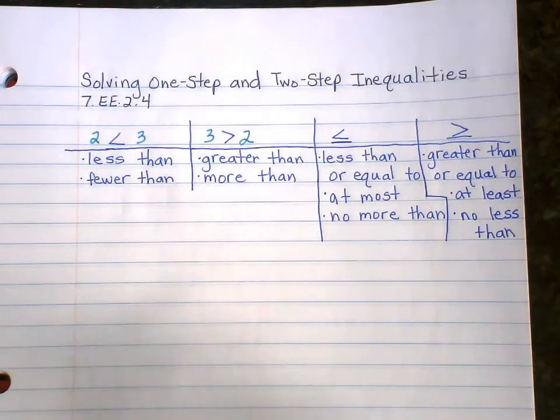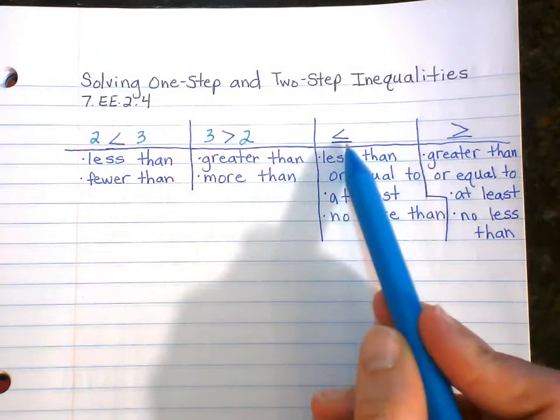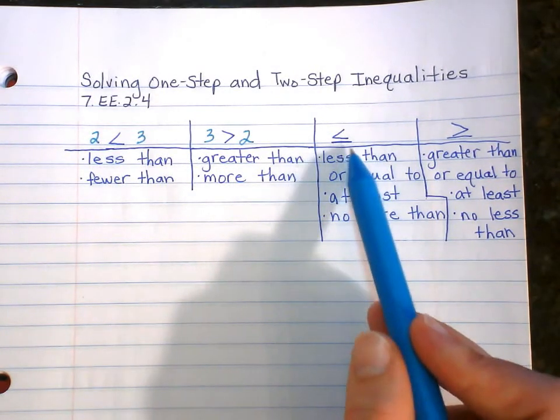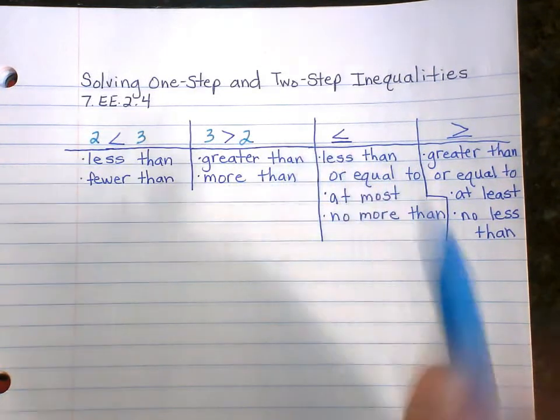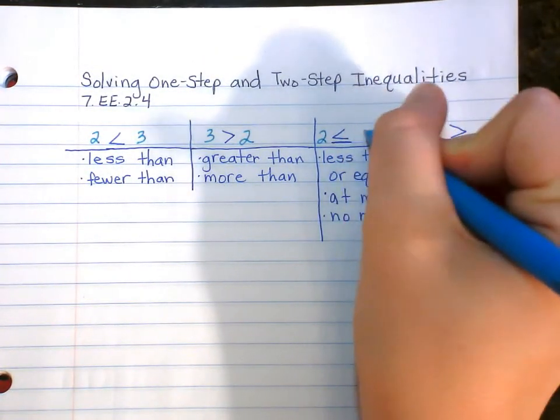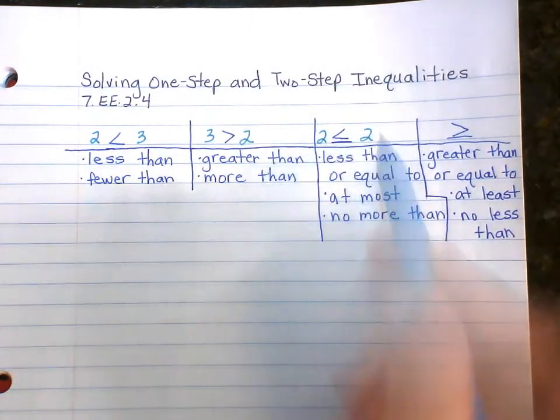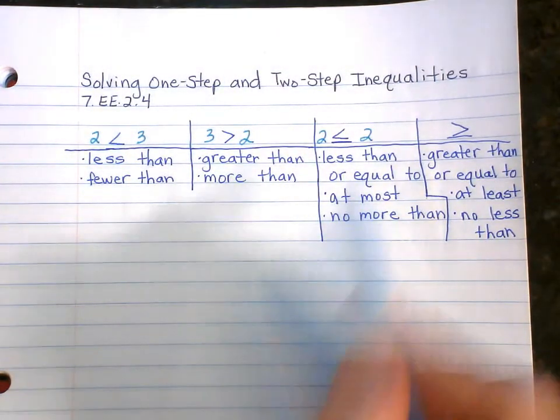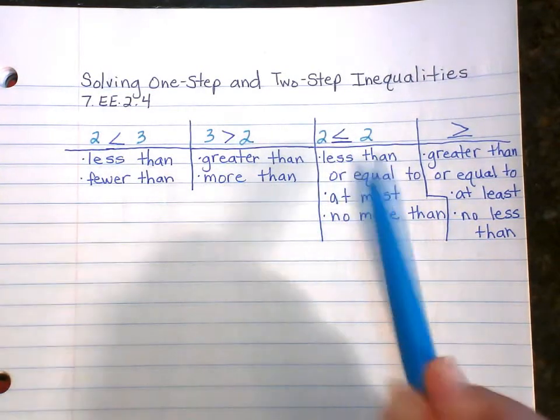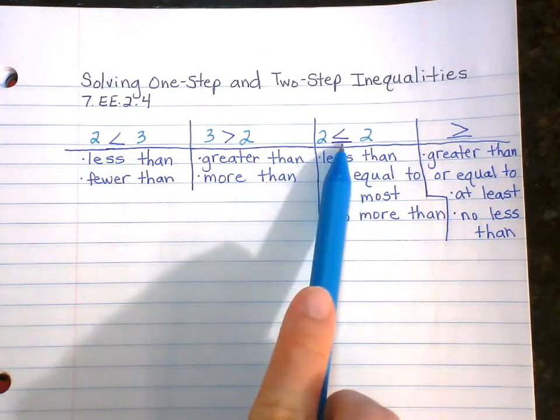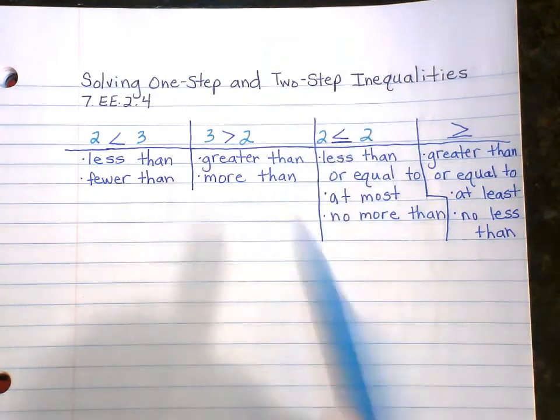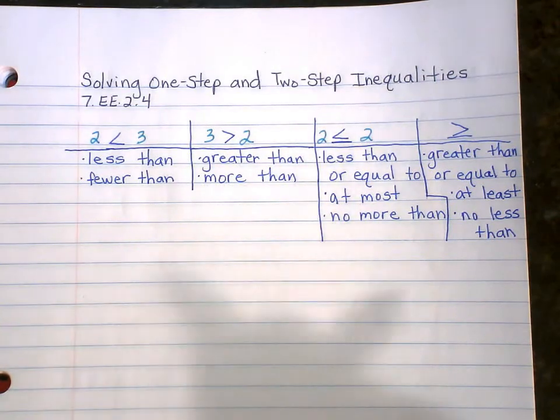Now, when it has the line underneath it, it's inclusive. What does inclusive mean? It's including it. So it could be like 2 is less than or equal to 2. It's including the 2. This sign is also at most or no more than. So 2 is no more than 2, or 2 is at most 2.